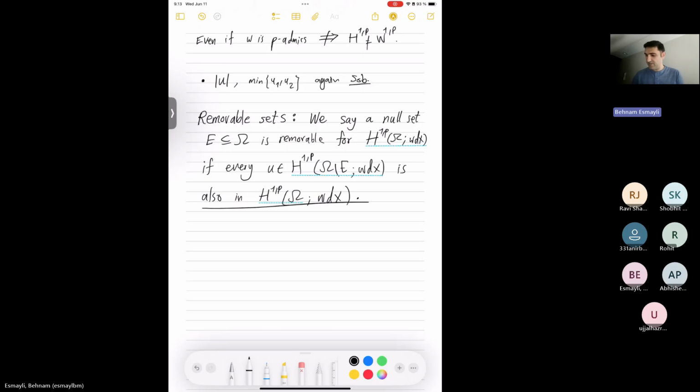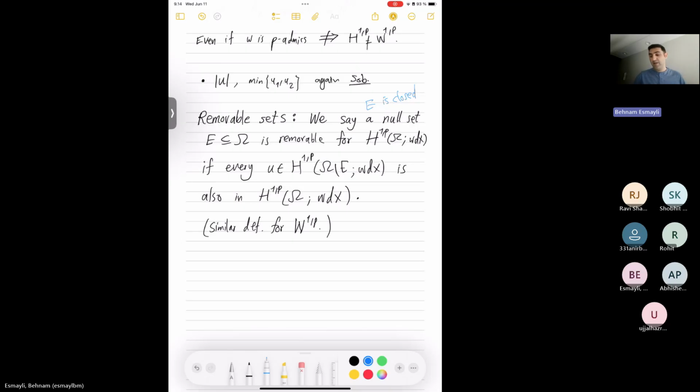So that's the definition of removability for H1P, and then we can do a similar definition for W1P. Every function that is in W1P of omega minus E is there. So necessarily E has to be closed so that this is an open set. So technically we have defined Sobolev spaces for open sets. So E is closed.